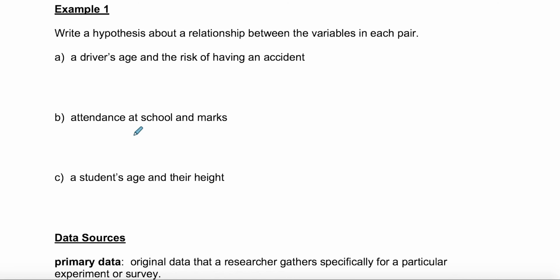So let's say that, well, I know you're young, so you might say, as a driver gets older, the risk of having an accident increases. I might think of younger people having more accidents than older people, but let's just imagine that older people would get into more accidents.